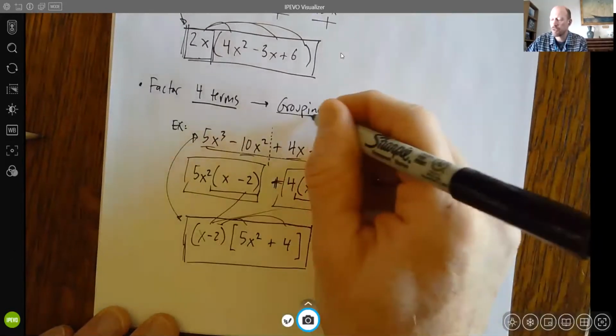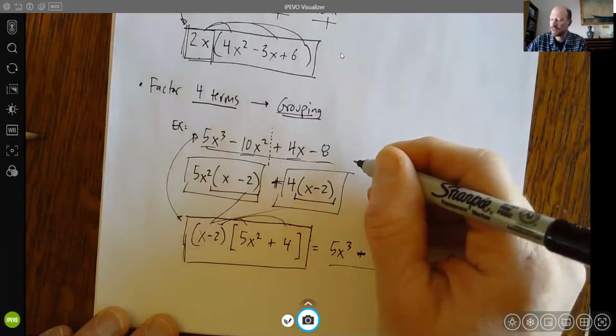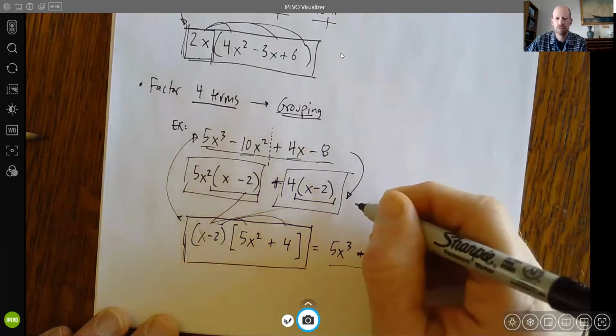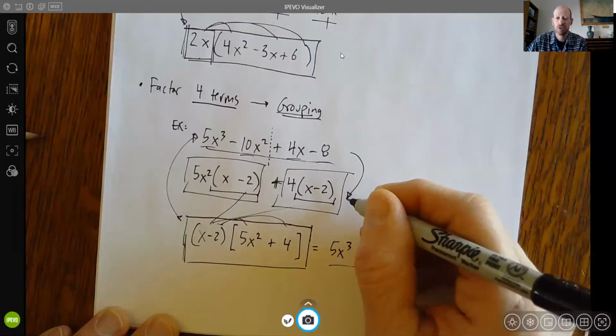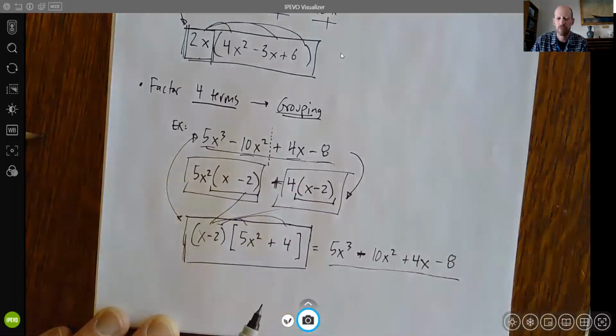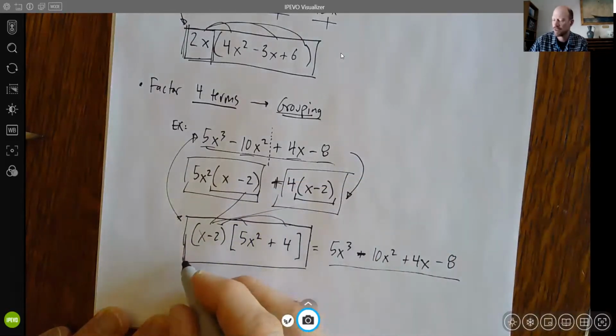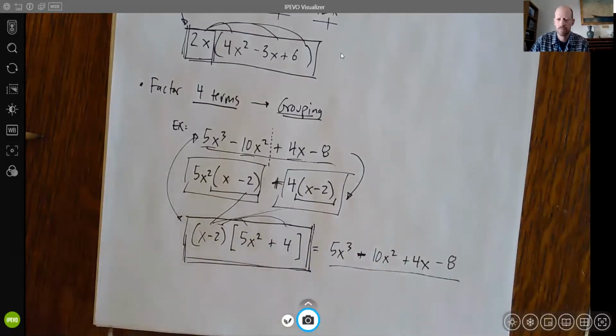Do remember that grouping is a two-step process. A lot of times I will have students that sort of get to here and then don't finish the problem, right? You have to pull out this extra binomial piece in order to finish your factoring. This is the answer we're looking for. Questions about that grouping method? Any questions about that?